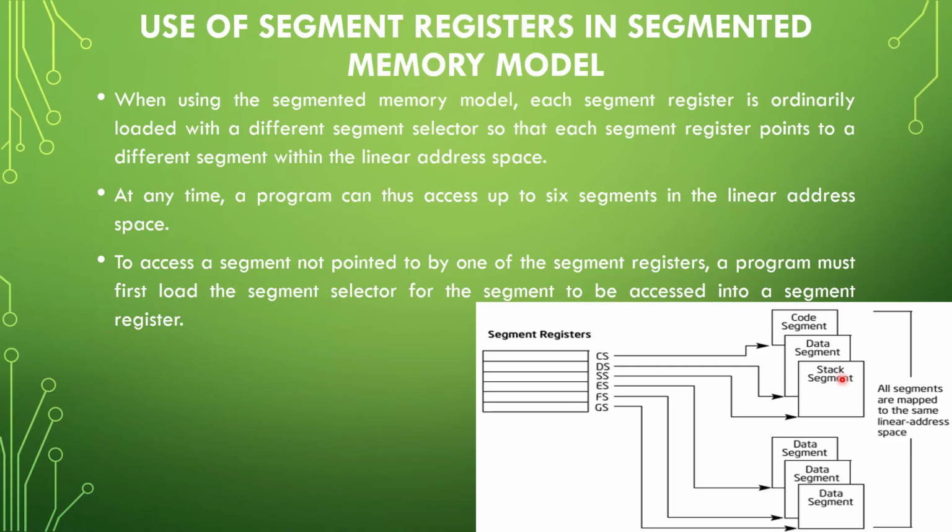Based on the requirement, the code segment register points to the code segment in the linear address space. The data segment register points to the data segment. Then there is another register, the stack segment register, which points to the corresponding stack segment. Similarly, each segment register points to the corresponding code, data or stack.